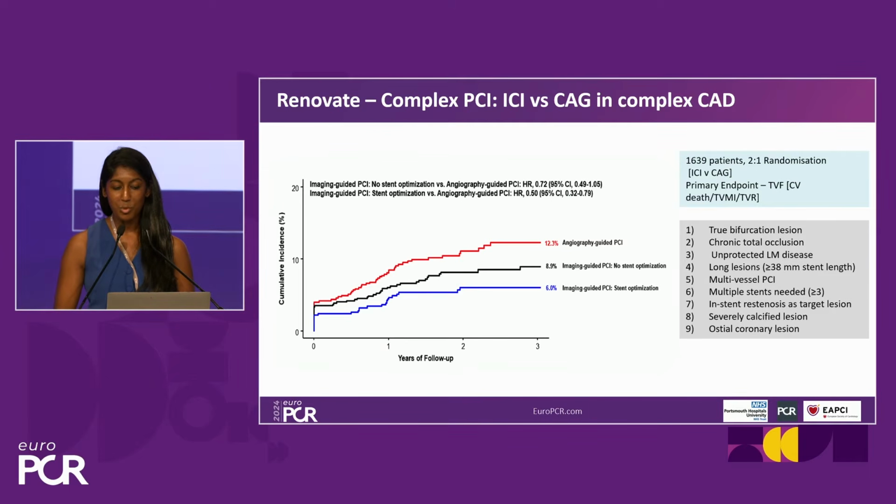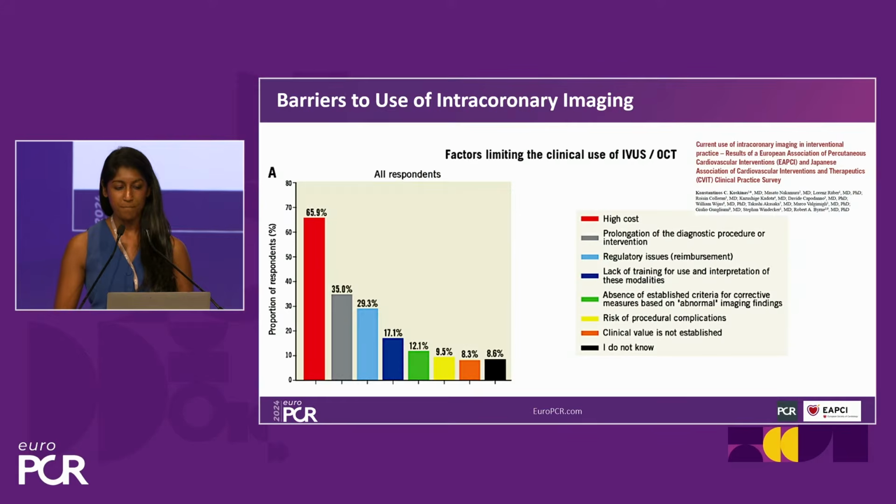But what's really important is that the incremental benefit was gained when we used imaging and we optimized our stent procedures. So it's not just taking the catheter, it's actually doing a procedure that gives you optimal stent outcomes. And that's through looking at your lumen areas, and we'll go through that with the IVUS 123.